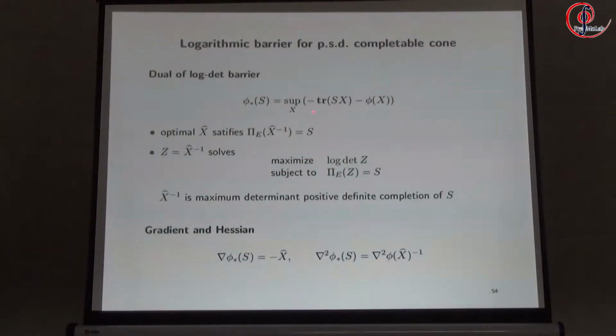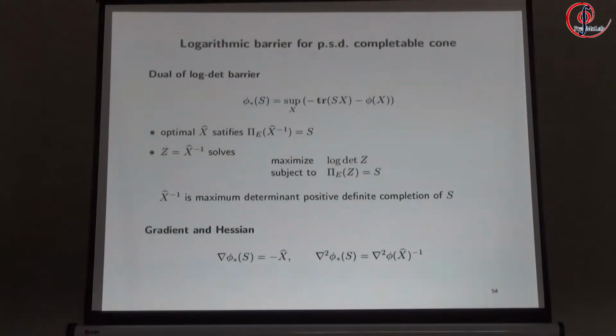So in general, you will have to solve this by an unconstrained optimization problem. The optimal x satisfies this: the gradient of phi is equal to minus s, so that's this optimality condition. Solving this problem actually involves solving this nonlinear equation. You're looking for a sparse positive definite matrix x hat that satisfies this nonlinear equation. For given s, the projection of x inverse is given and has to be equal to s.